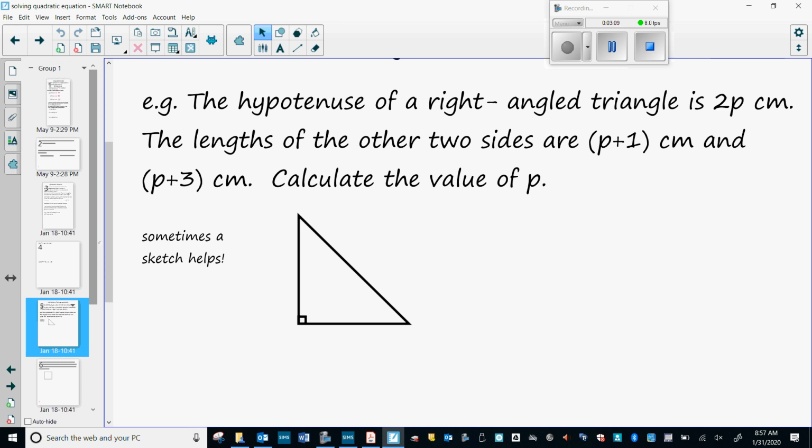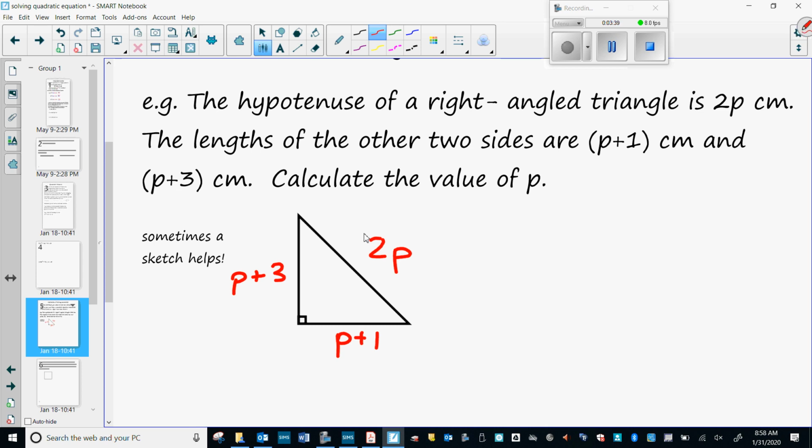So here's my sketch. We need to start labeling stuff. My hypotenuse is 2p. Which one's the hypotenuse? It's the diagonal one, opposite the right angle. So that was 2p. The other two sides are p plus 1 and p plus 3. It really doesn't matter which one's which. I'm going to label this one p plus 1 and this one p plus 3, simply because this is longer than this one, obviously.